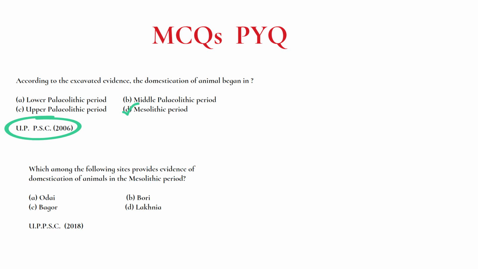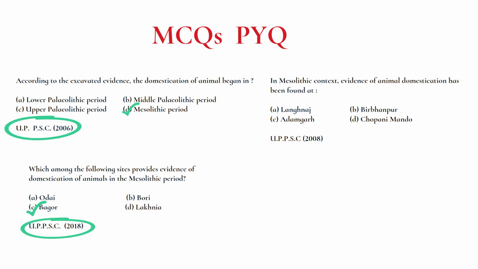Next question, again a UPPSC question from 2018. Which one of the following sites provides evidence of domestication of animals in Mesolithic period? We know there are two sites, Bagor and Adamgarh. So in this question, answer will be C, Bagor. Next question, again UPPSC question 2008. In Mesolithic context, evidence of animal domestication has been found from. So answer will be C, Adamgarh.